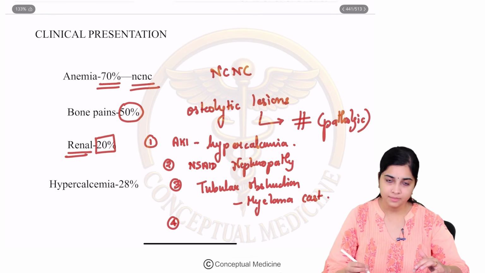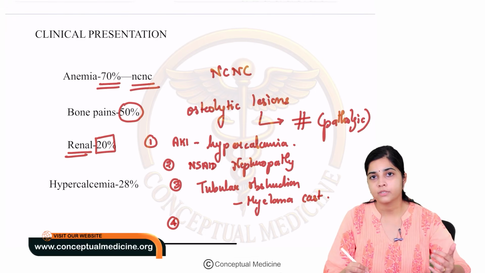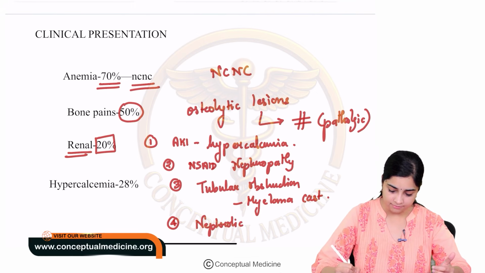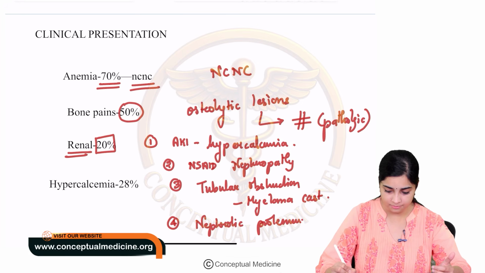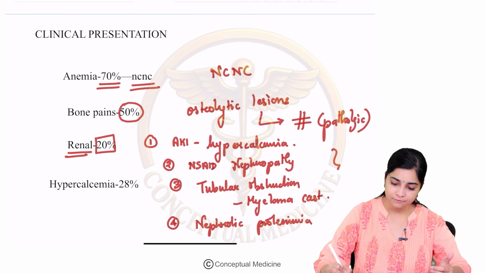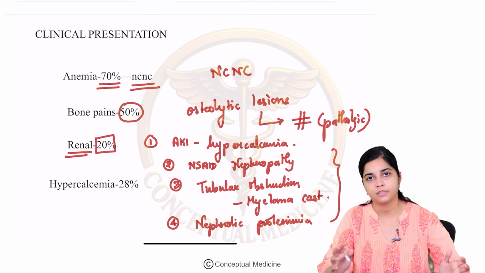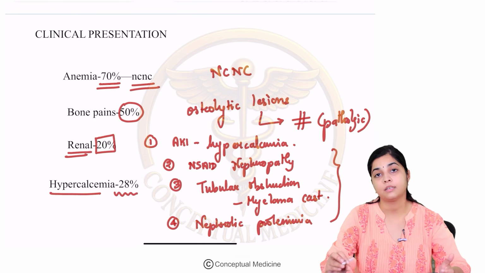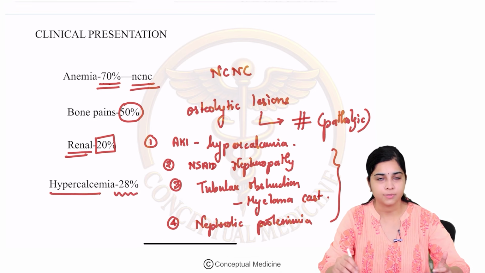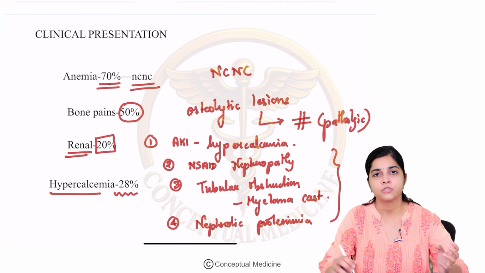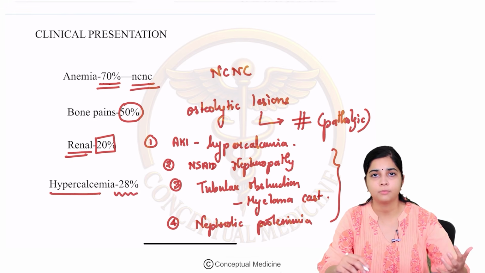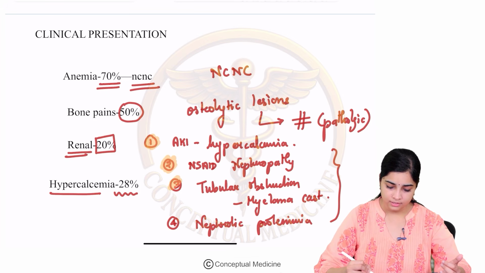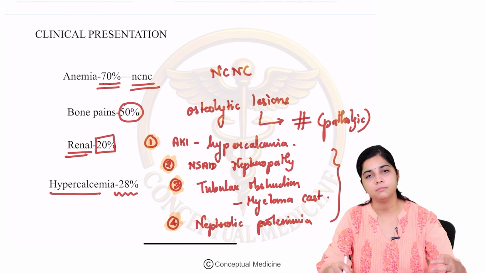And the fourth mechanism is that multiple myeloma can also be associated with amyloidosis, and hence you can have nephrotic range proteinuria as well. So, these are the different mechanisms by which myeloma can affect the kidney. Then you can have hypercalcemia, which is again seen in up to 28% of the individuals. That's the reason why you remember CRAB: hypercalcemia, renal involvement, anemia, bony pains, and we have understood the different mechanisms of kidney involvement in multiple myeloma.